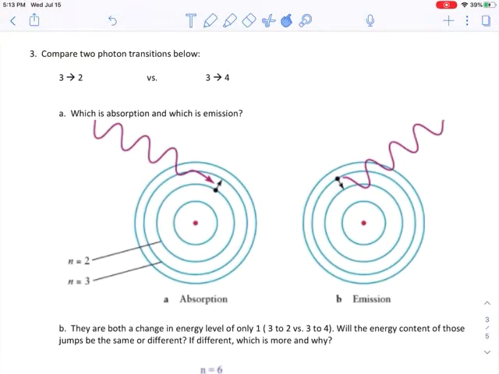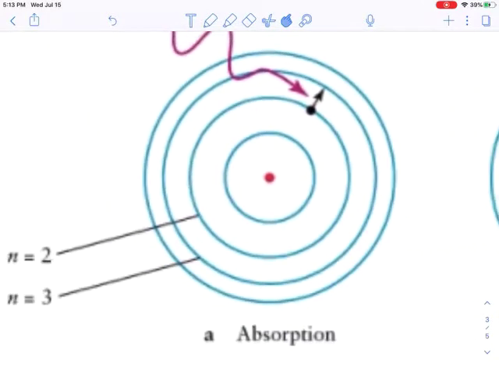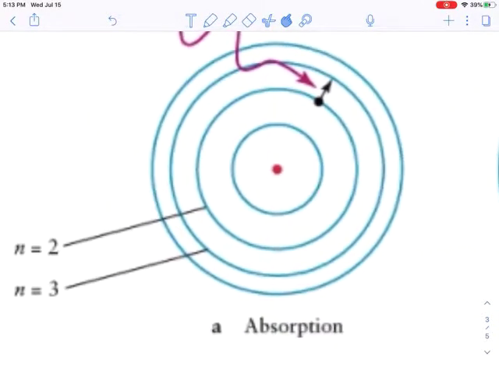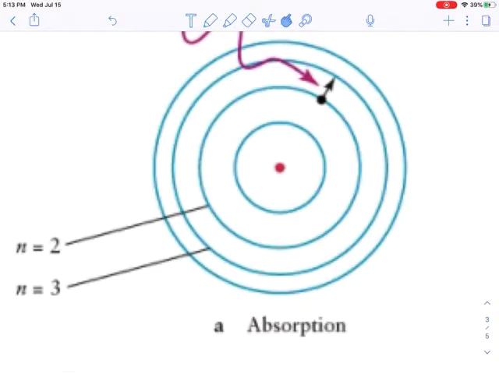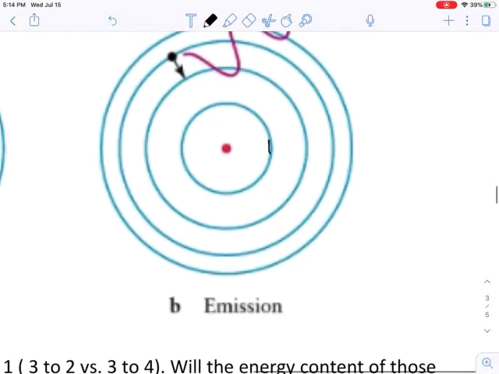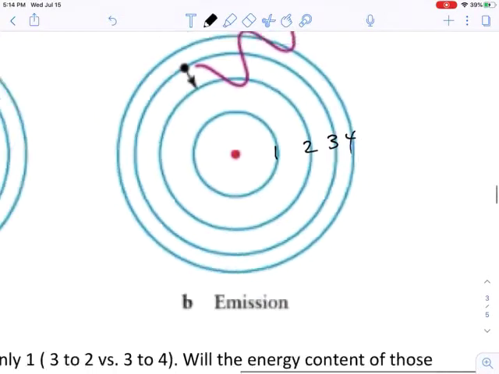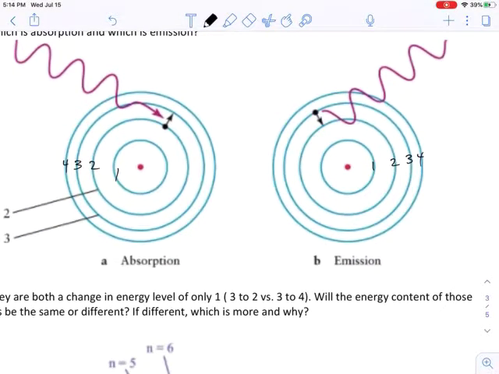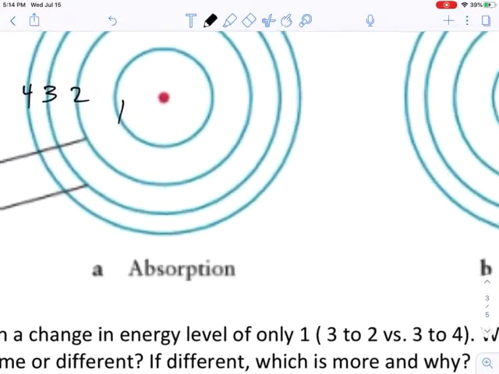All right, number 3, compare two photon transitions below, 3 to 2 versus 3 to 4. Which is absorption and which is emission? So remember, on all of these electron shell types, level 1 is going to be whichever one is closest to the nucleus, and then you're going to go 2, 3, 4 out, right? Just like in this one, you're going to go 1 and then 2, 3, 4 out. Doesn't matter if you go left, right, up, down.